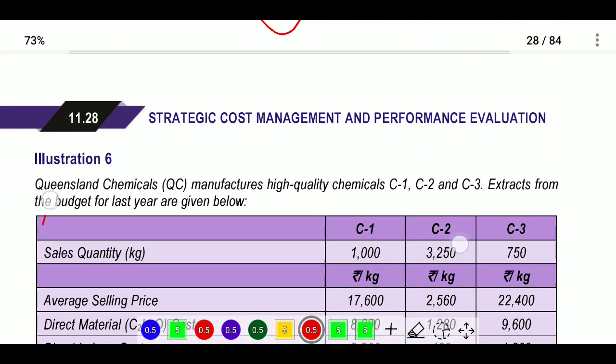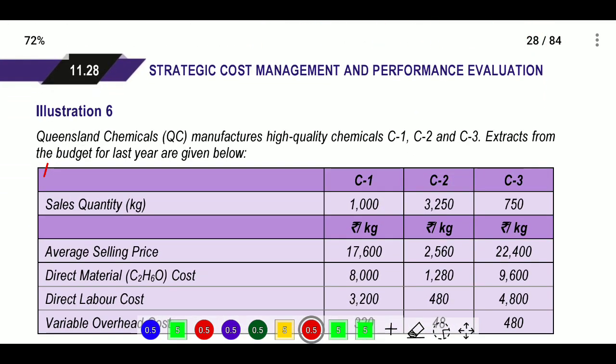Next, illustration number 6. If they provided illustration number 6, we will see it in the next video.